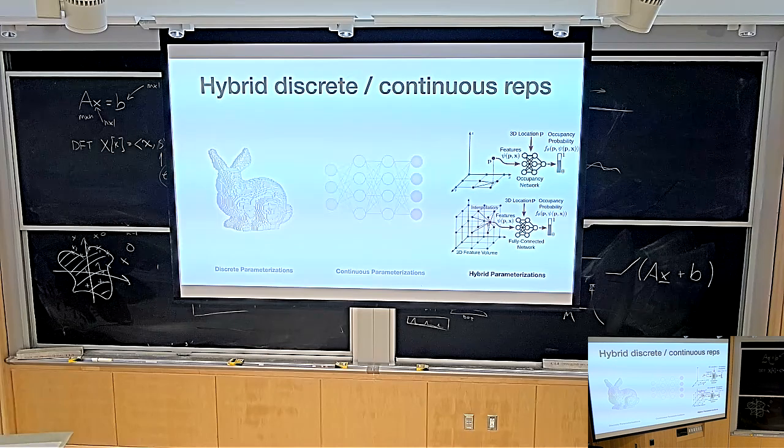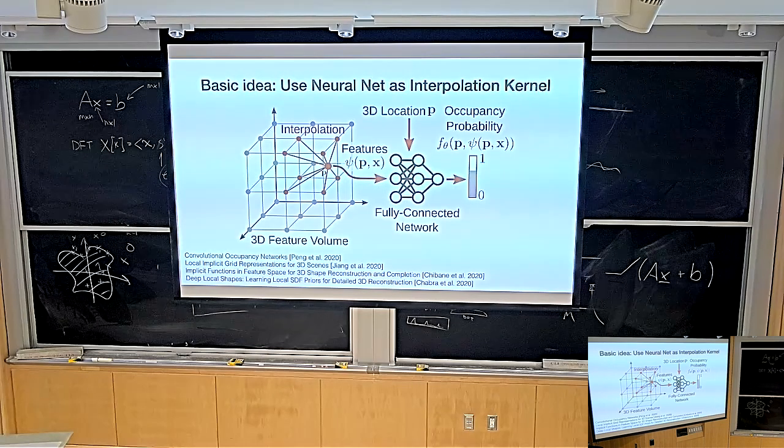These are called hybrid parameterizations. What's the idea? The basic idea is you take a voxel grid, which is kind of low resolution, and the voxel grid stores features. Now if you want to query a value, you go into the voxel grid, maybe you do interpolation, you interpolate the features stored in the voxel grid at that coordinate, and then you stick it into a neural network, and the neural network gives you the final value.